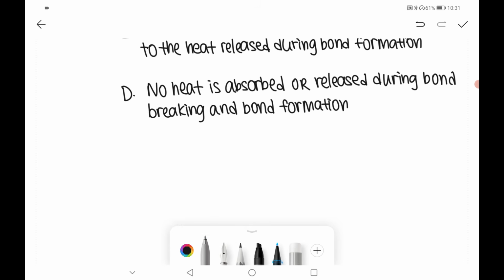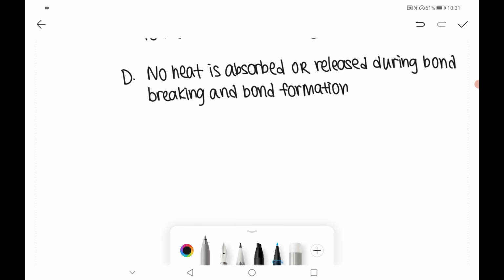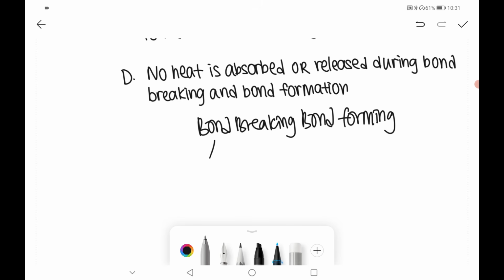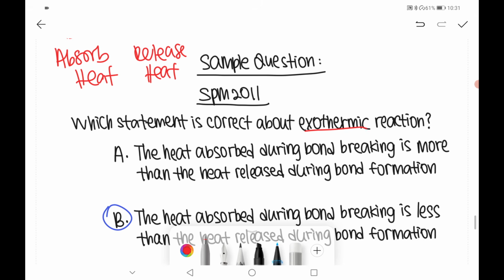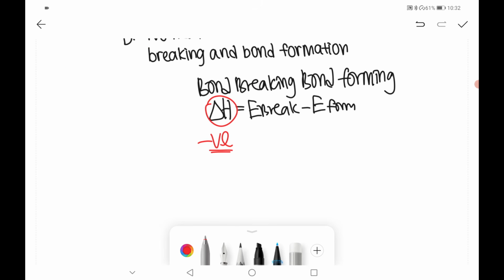Okay, if the question talks about bond breaking, if the question talks about bond forming, what you can do is use the mathematic method. Delta H equals energy to break the bond minus energy to form the bond. So the delta H needs to be negative because we want an exothermic reaction. So if you want to get a negative answer, we need to make sure that we take a small value minus a big value. So this small value refers to break bond.